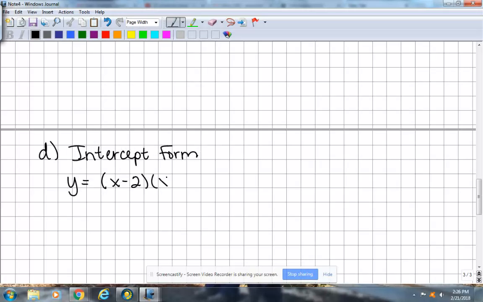You know you have intercept form when you have 2 parentheses. So vertex form, remember we had 1 parentheses with a square, right? Intercept form, we got 2 parentheses.